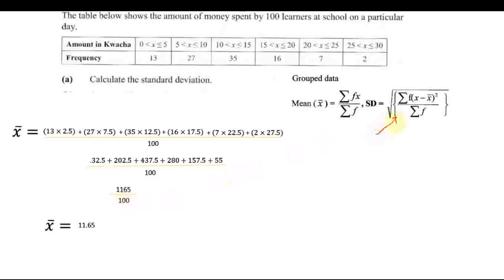Okay, from here, since we have a value for the mean, we can go straight into calculating the standard deviation. From here, that's when I can draw up the three-column table. Even in your exam, make sure you draw up that table. So the table will look like this. The first column is going to carry the values for frequency.